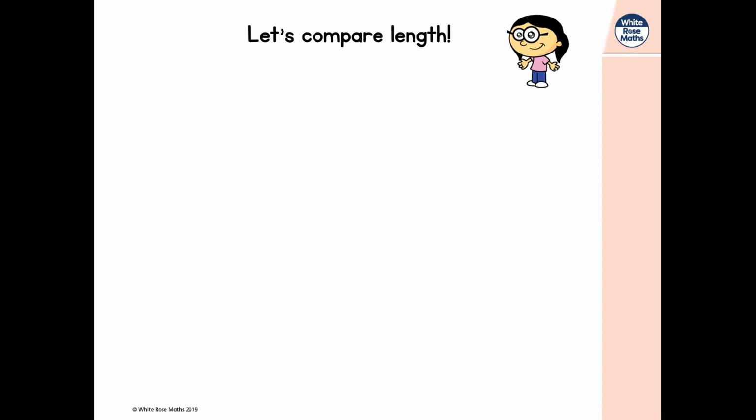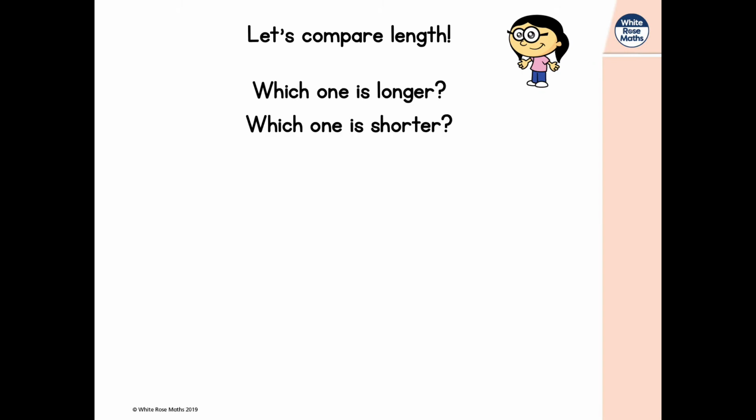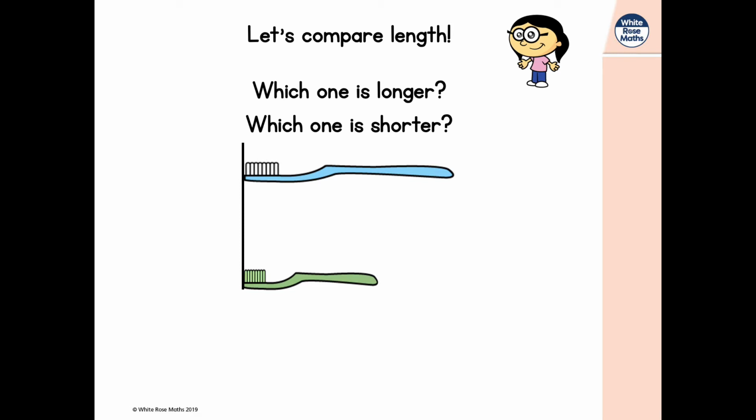So now we're going to talk about comparing length. We need to decide which one is longer and which one is shorter. Let's take a look. We have two toothbrushes, a blue one and a green one. I think I can tell just by looking. But when we're comparing length, it's really important that we make the best decision. So sometimes what I'll do is I'll line them up, one under the other, like this. And I make sure that they start at the same spot. Okay, now I think I know.